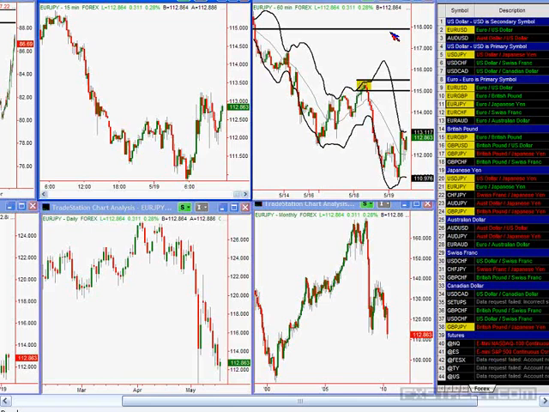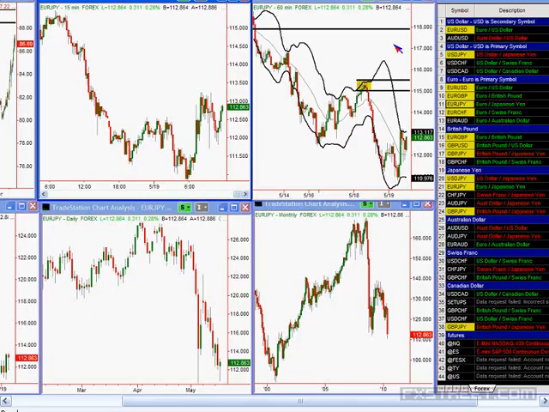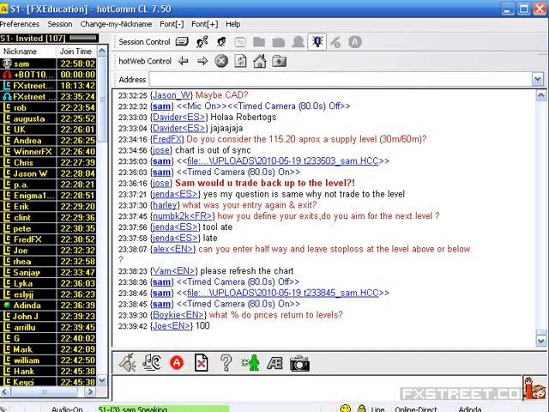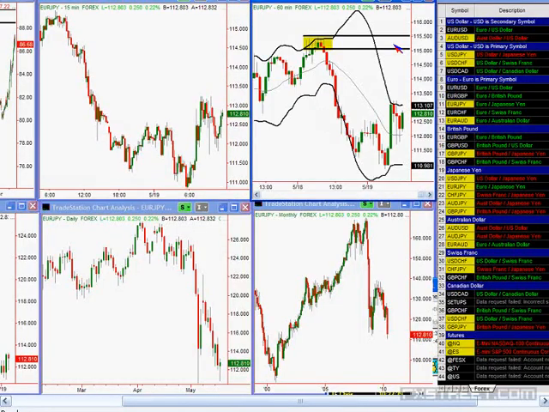Now, not everybody does it that way. Some people will enter part of their position, maybe half their position at the bottom line, and enter the rest of their position halfway into the level with a stop on the other side of the level. Boyke is asking a question, what percent do prices return to levels? Boyke, I can tell you this, I've never seen a level where price didn't eventually come back to it. Now, sometimes the price will come back quick, sometimes it won't. Of course, that is going to be a function of the levels in between.